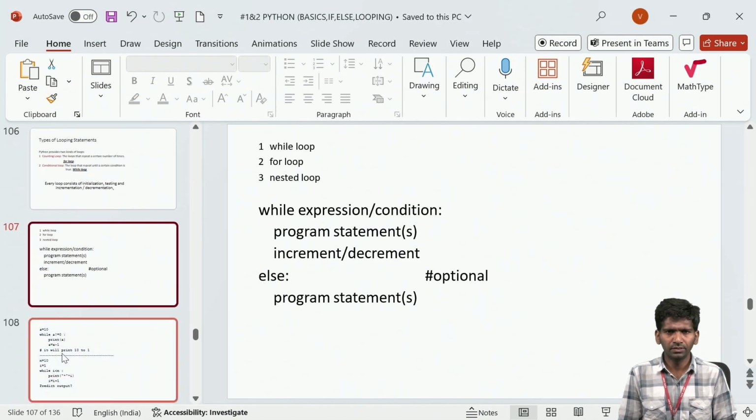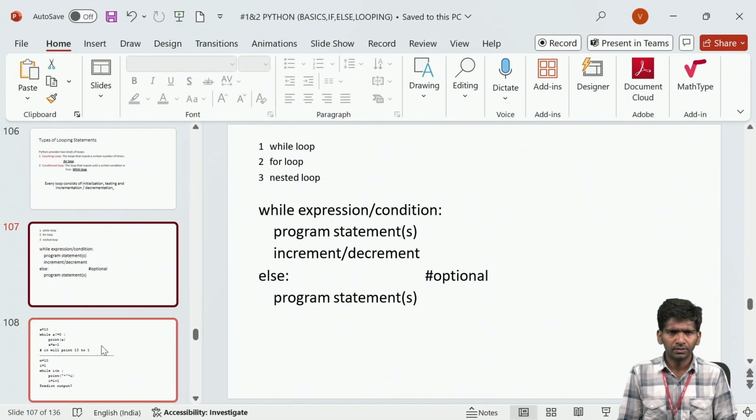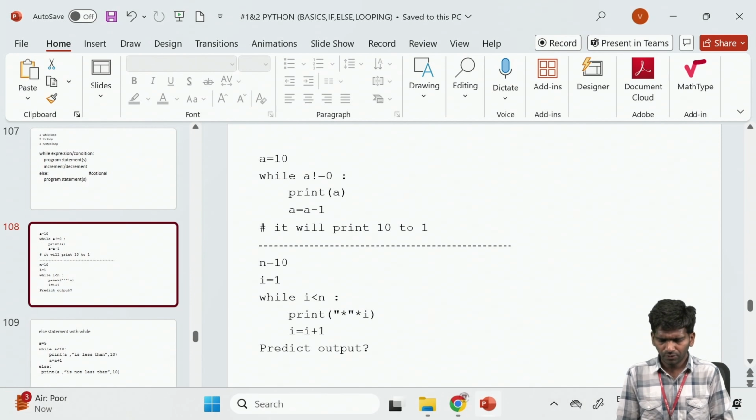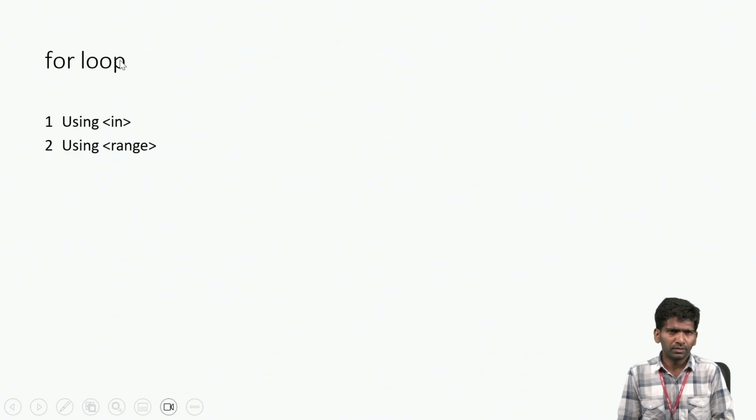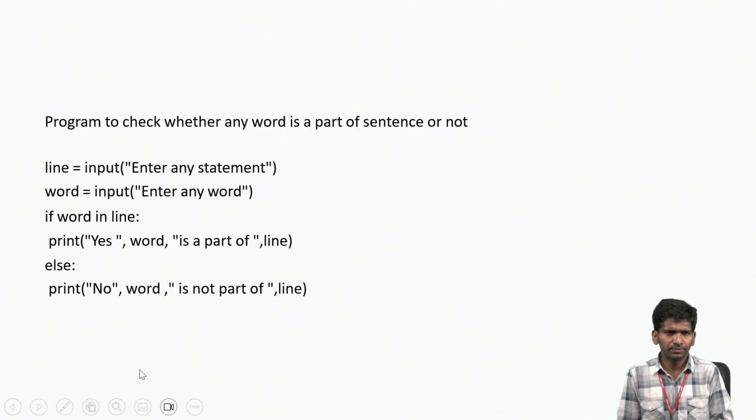Let us see that case where we can apply it with the remaining examples. This is the while loop as I've discussed, and this is how we printed numbers from 1 to 10. We have used else statements also in while. Coming to the for loop, we are using the in operator, and we can use range also. For ch in AEIOU, I'm taking any input ch, and printing vowel. You can try the vowel or consonant program.